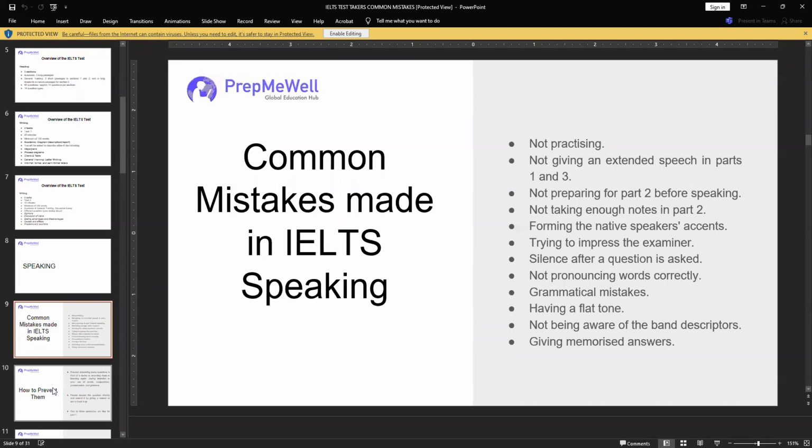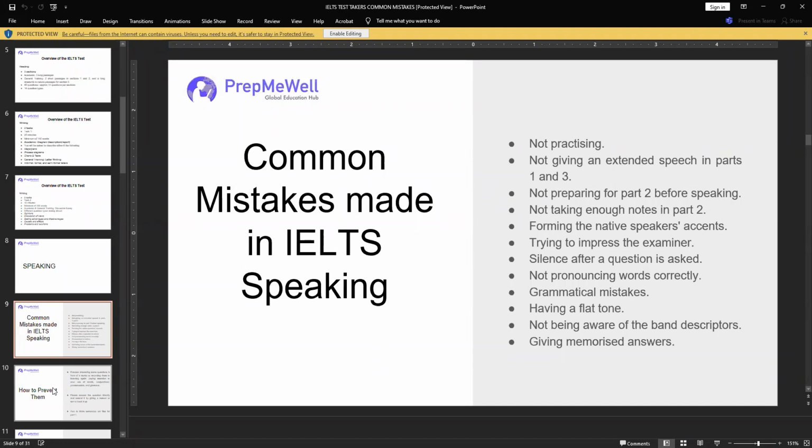Then I have here forming the native speaker's accent, right? I think some people have the notion that, oh, I need to speak with a British accent, or an American accent, or maybe a Canadian accent, since it's an English language test. It's British Council that holds it, and IDP in Australia, so I have to speak with the native speaker's accent. You don't need it, right?